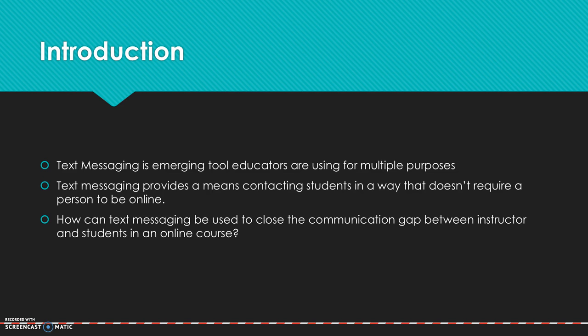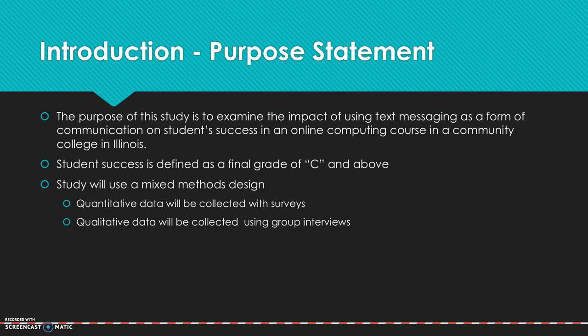So the question that comes to mind is, how can we use text messaging to close that communication gap between instructor and the student in an online course? And that brings us to the purpose of the study, which is to examine the impact of using text messaging as a form of communication on student success in an online computing course in a community college in Illinois. Success here is defined as a student having a final grade of C and above.